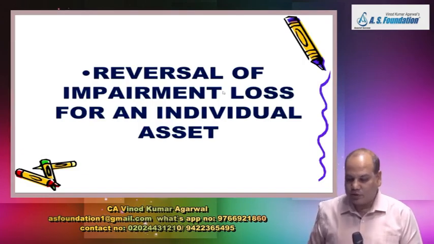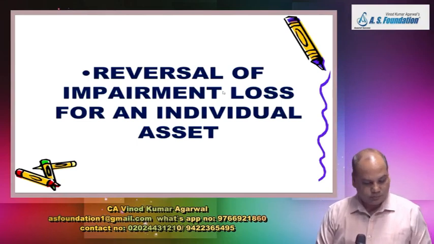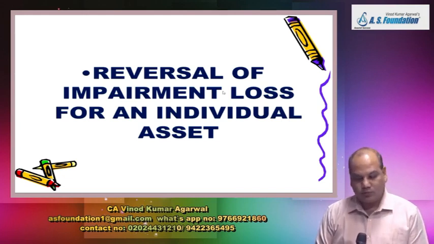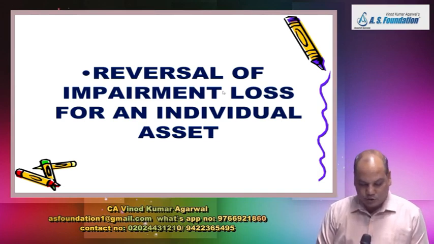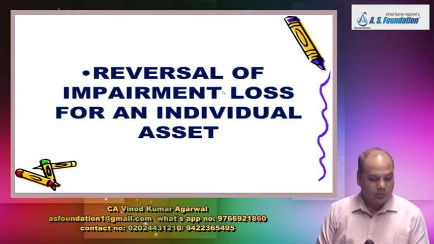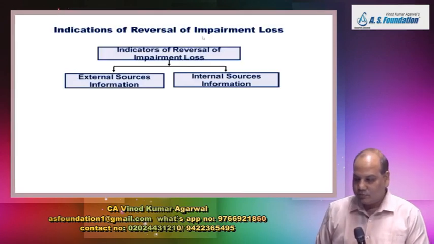Now the next part of this chapter is reversal of impairment loss. Reversal of impairment loss for individual unit, and then we will see reversal of impairment loss of CGU also. Right? Can we reverse the impairment loss of an individual unit? Does the standard allow you to do that? Yes, it allows you.